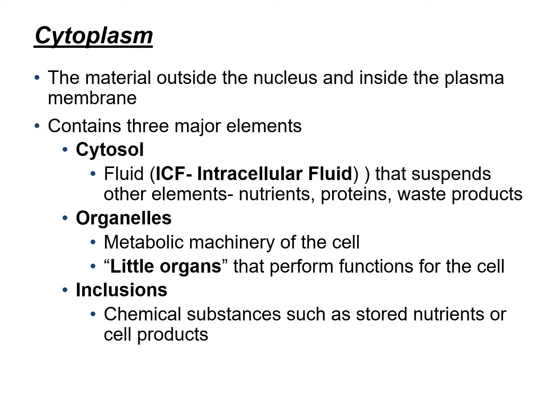The first is the liquid part of the cytoplasm, which is the cytosol, and it is also known as ICF or intracellular fluid. The second component of the cytoplasm is the little organs or the organelles, which is actually the metabolic machinery of the cell. It carries out all the functions of the cells. And the third component is inclusions. Inclusions means anything that the scientists could not include in the cytosol or organelles. They include chemical substances, stored nutrients, or cell products.